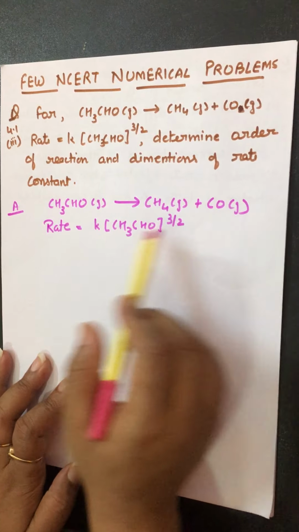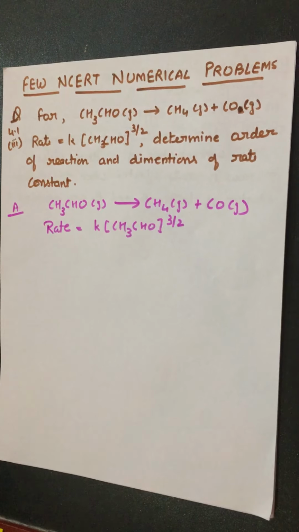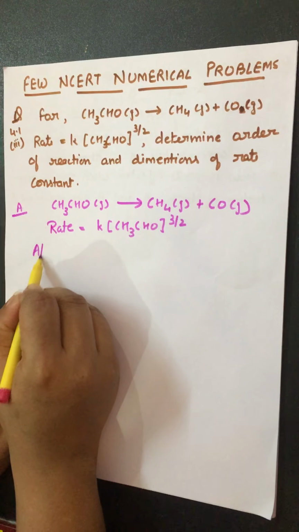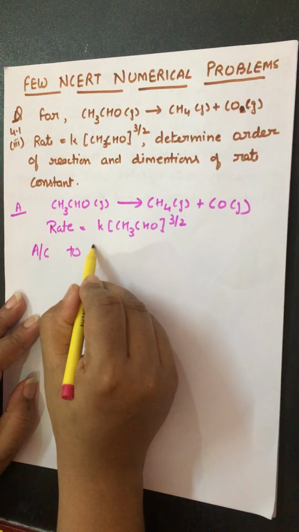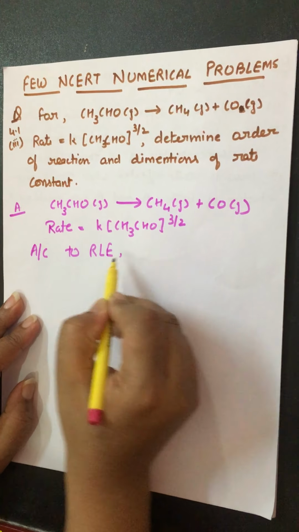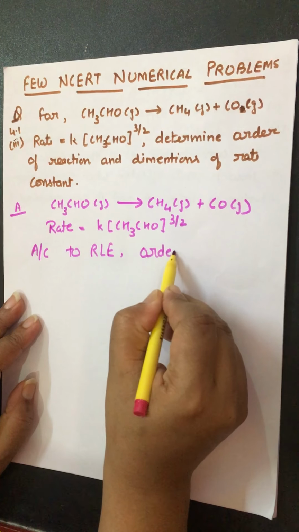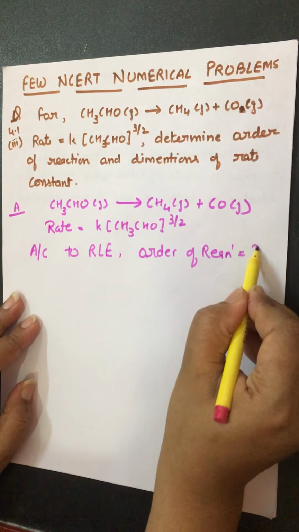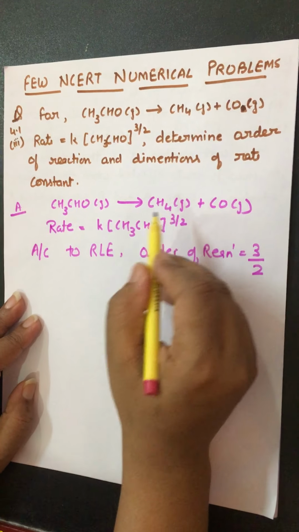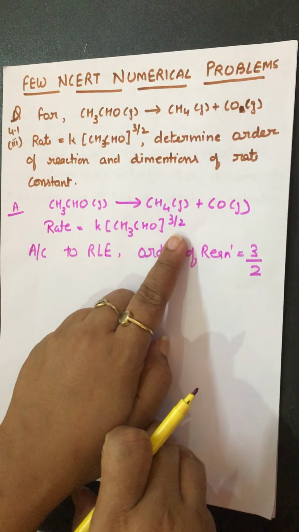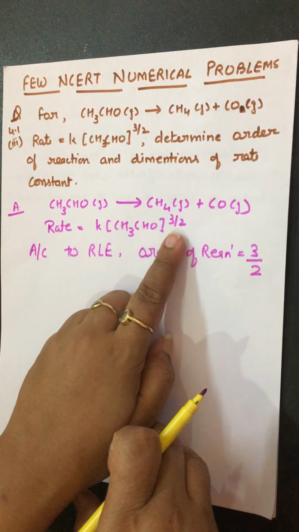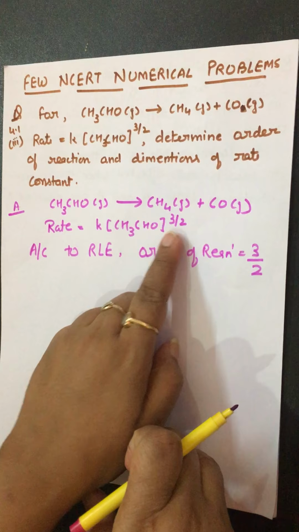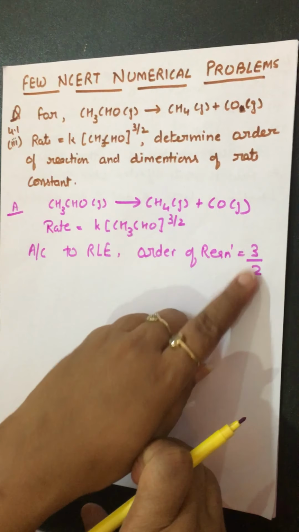We are given an equation, the rate is given. Now I have to find out the order. According to RLE, the order of reaction is 3/2. It means this one. The power of the concentration of the reactant according to RLE is the order. That's why the order of reaction is 3/2.